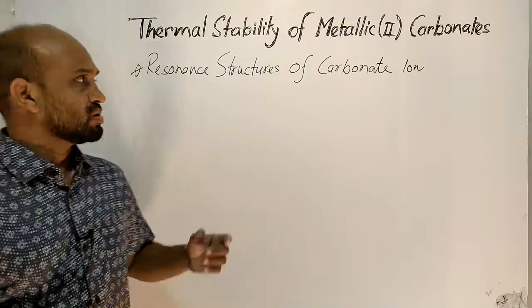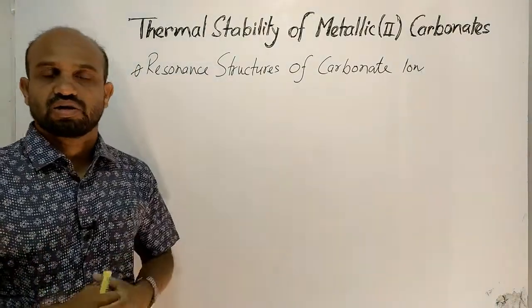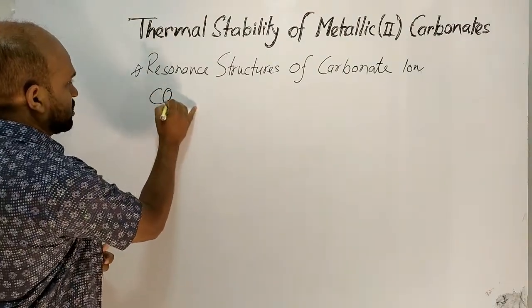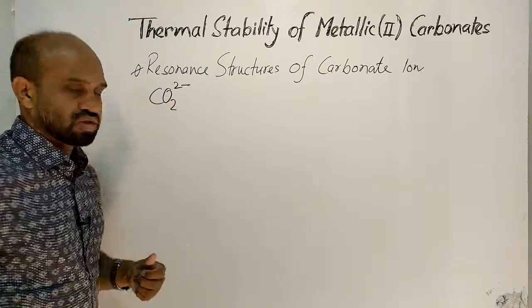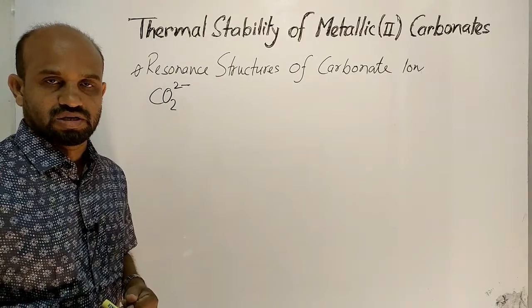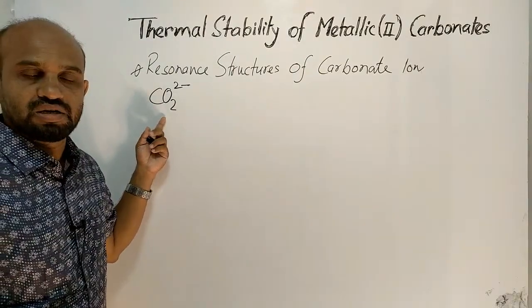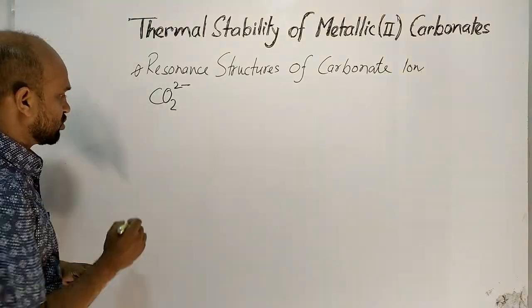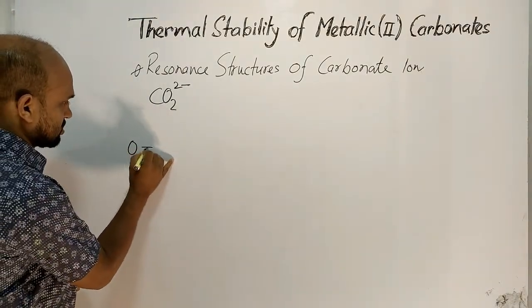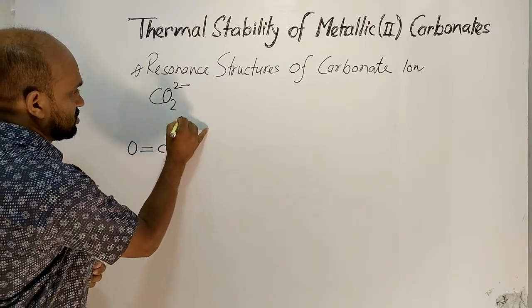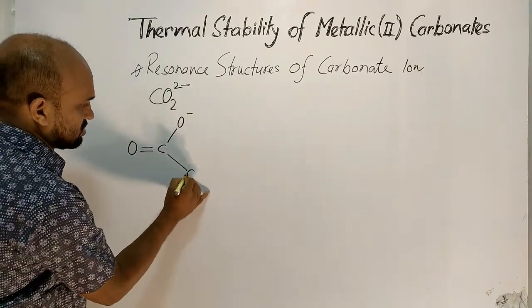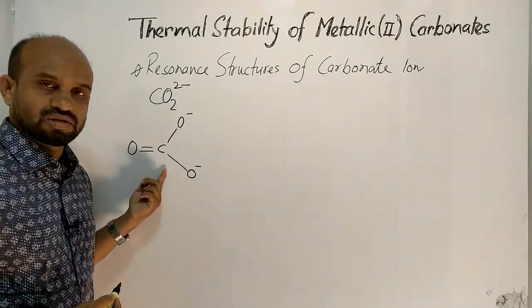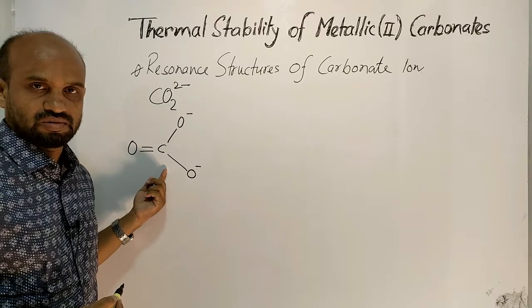Now the point is resonance structures of carbonate ion. This is carbonate ion with 2- charge. That means this is di-negative charge. The structure formula of this carbonate ion is oxygen double bond. This is 1- and this is another minus. This is the structure formula of carbonate ion.